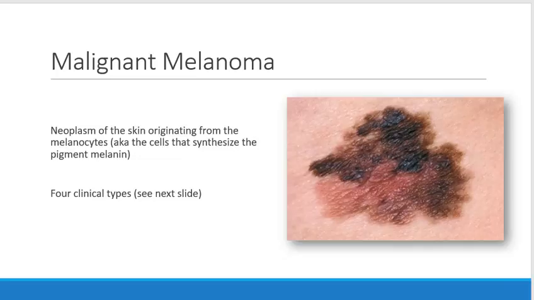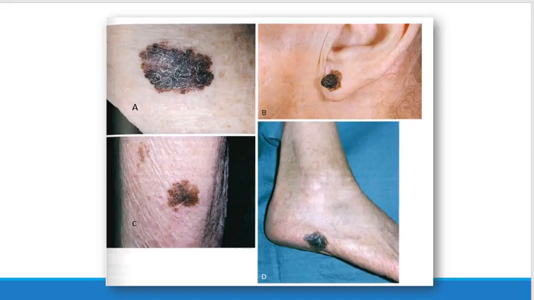Malignant melanoma. This is a neoplasm of the skin originating from the melanocytes. There are 4 clinical types that we're going to see. A is superficial spreading melanoma. It has an irregular margin with multiple colors of black, blue, pale red, and white. B is a nodular lesion of melanoma. This lesion developed on top of a nevi. It's small, quickly enlarging, and uniformly and darkly pigmented.